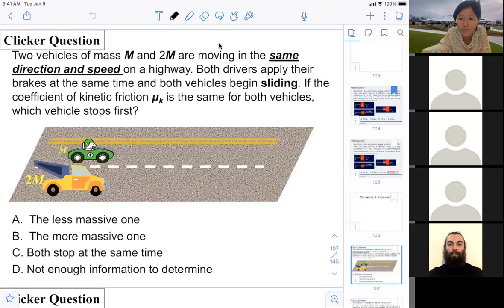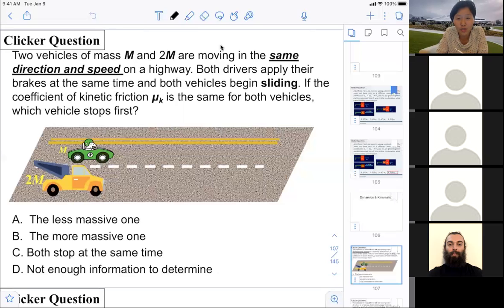I was kind of thinking that it would be the less massive one, because if they were already moving in the same direction and speed, the less massive one would have, it's kind of like what we were learning about momentum, and it's easier, I guess, to slow down or stop because it has less mass. Mhm. I see. So you're thinking the less massive object is easier to slow down, right? Yeah. Or speed up. Okay, that's a very good intuition.